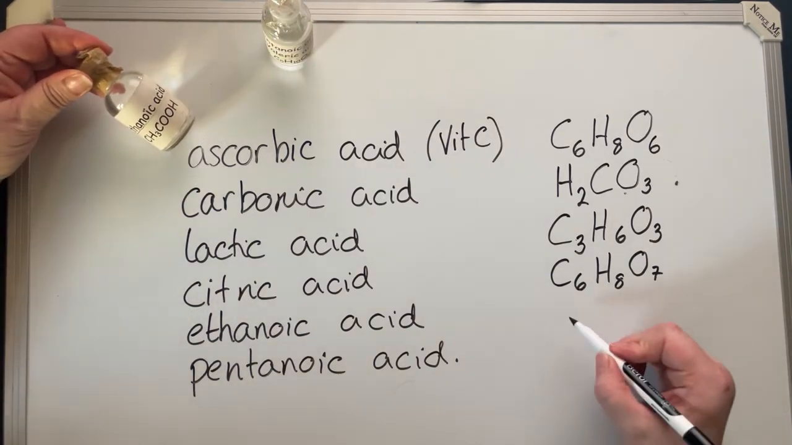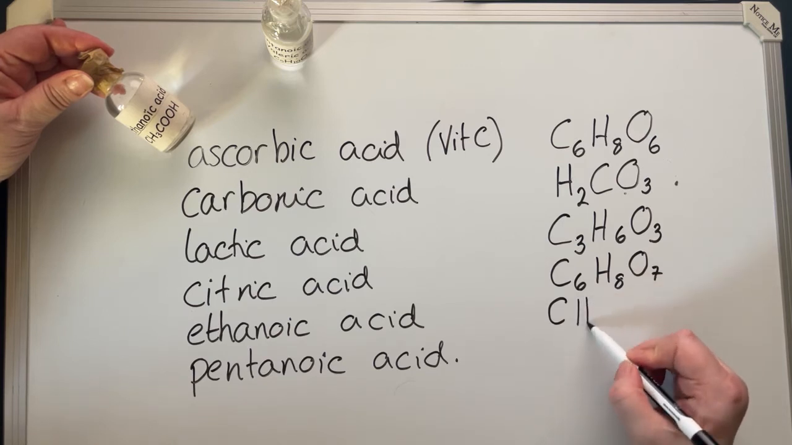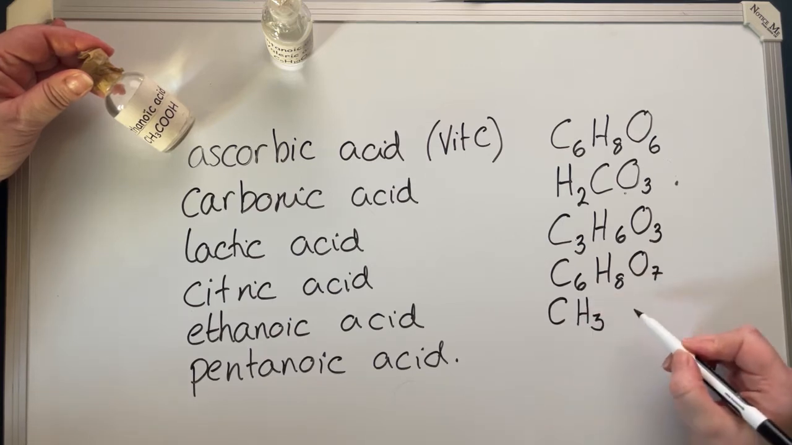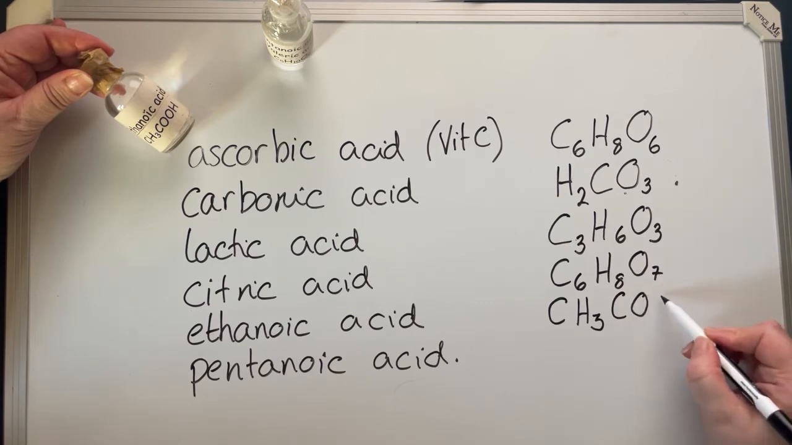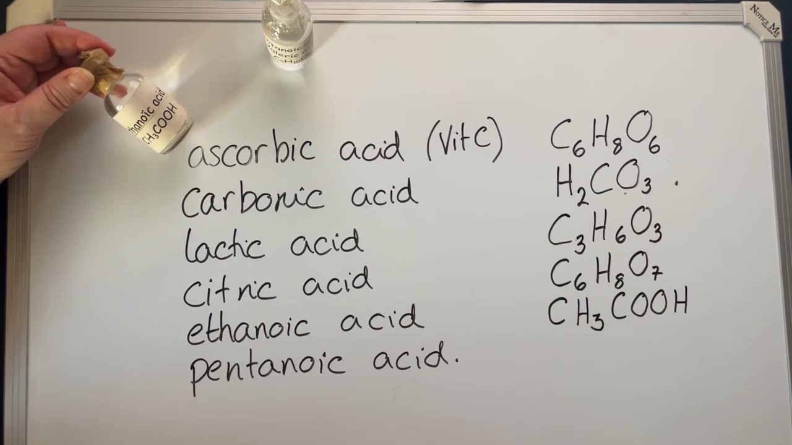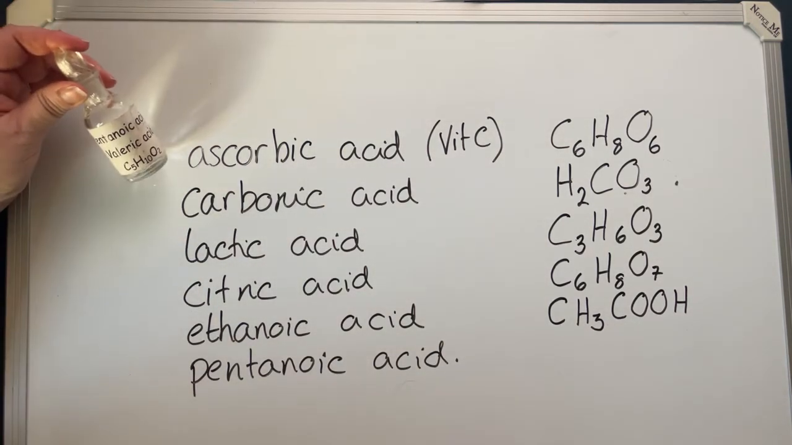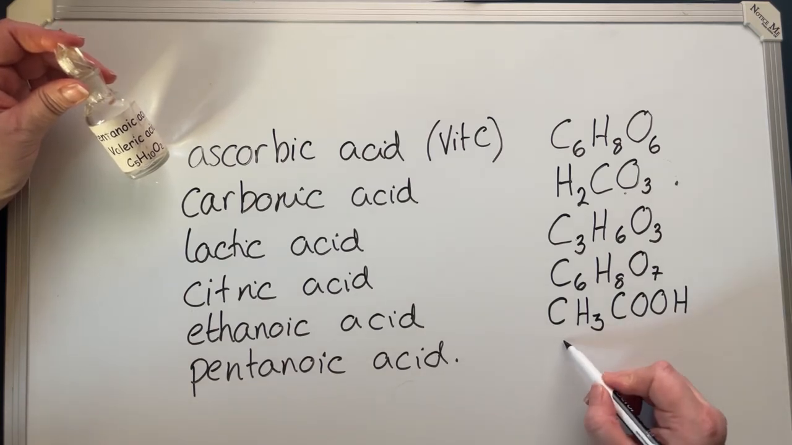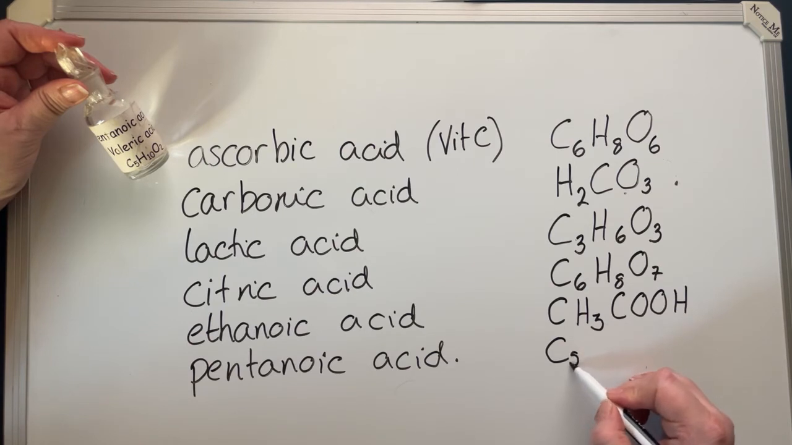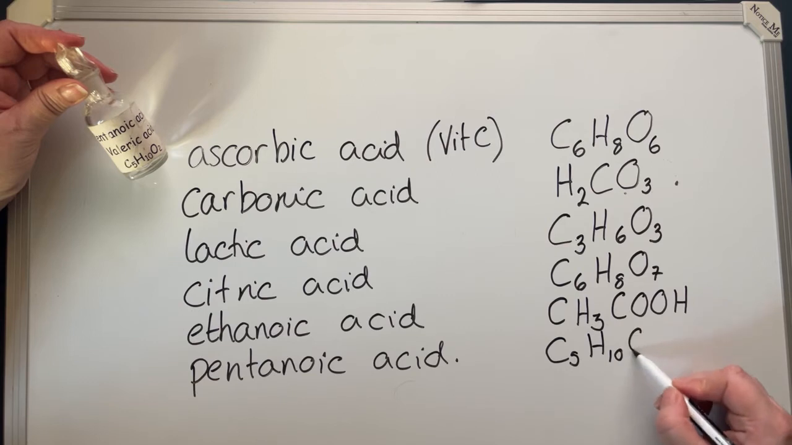Ethanoic acid is CH3COOH, where all the letters are capital letters. And pentanoic acid, whose old-fashioned name is valeric acid, is capital C again, 5, H10, O2.